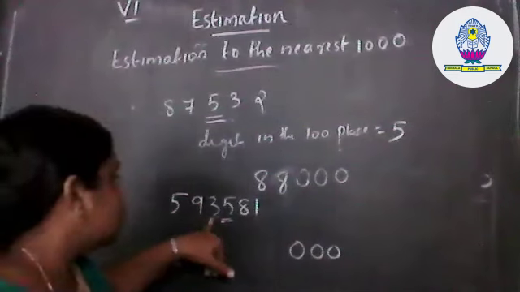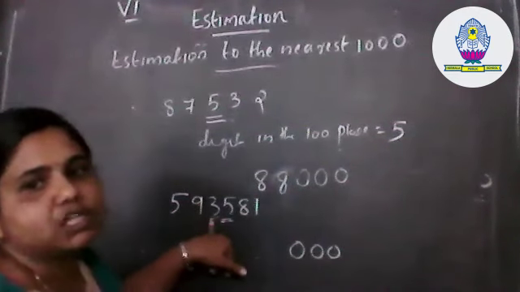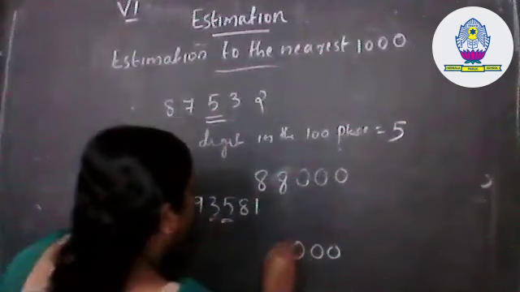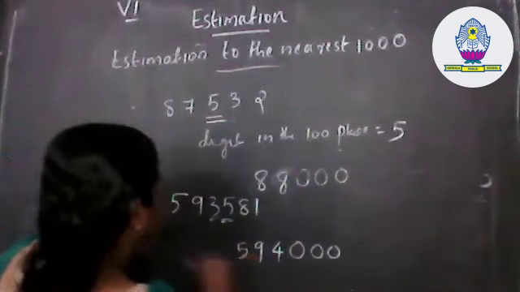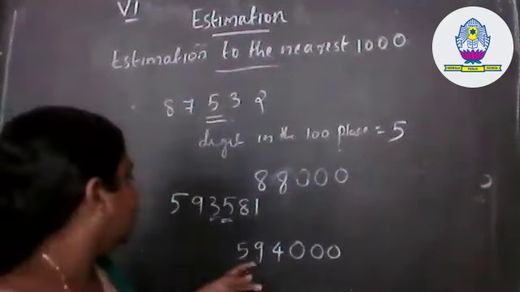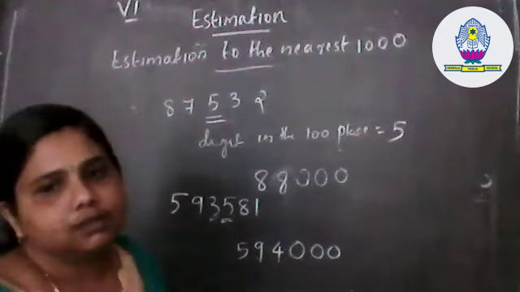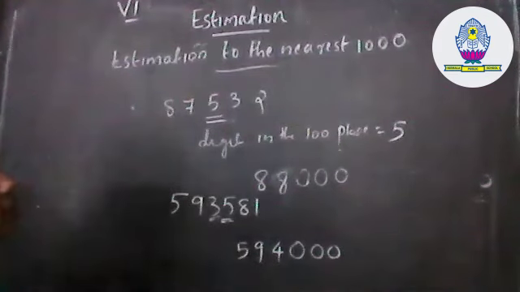So the digit in the 1000 place is 3. So it is increased by 1. That is 3 plus 1 is 4. So the answer is 5,94,000.